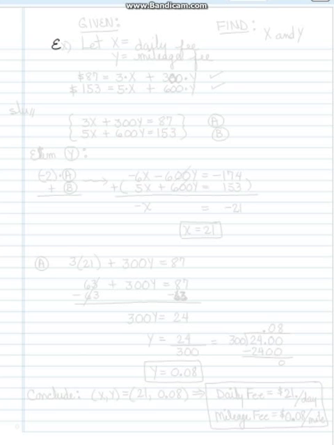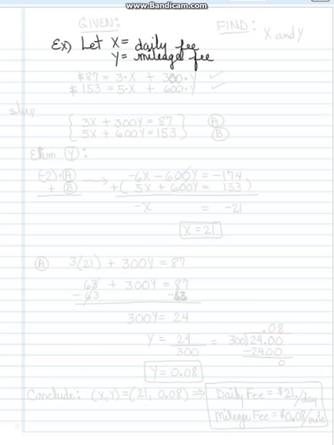So, let's name our variables. Let X equal the daily fee and Y equal the mileage fee. What that means is for every day that you rent it, you pay X dollars. For every mile you drive it, you pay Y dollars.